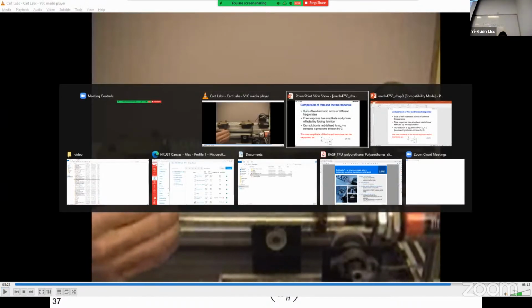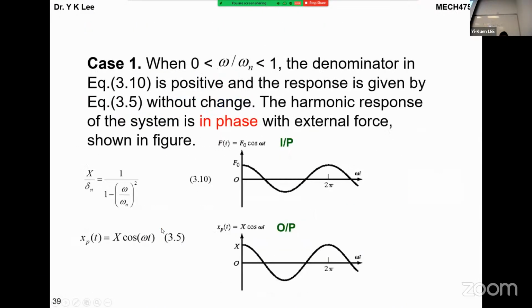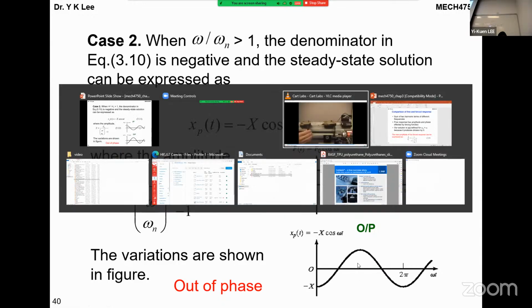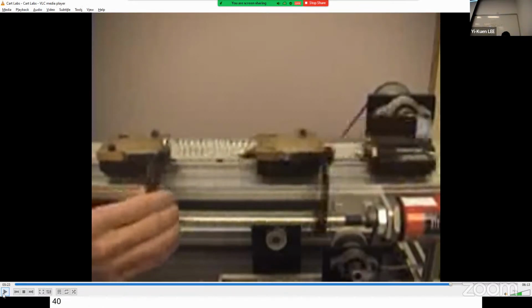Let me show you this thing. So we have this kind of thing. When the driving frequency is smaller than the natural frequency of our mass-spring model, the input and output are in phase here. But if it is larger than the natural frequency of our mechanical system, the input and output are out of phase. So using the video, I think it would be much easier for you to visualize the real vibration response of this kind of example, this mass-spring system.